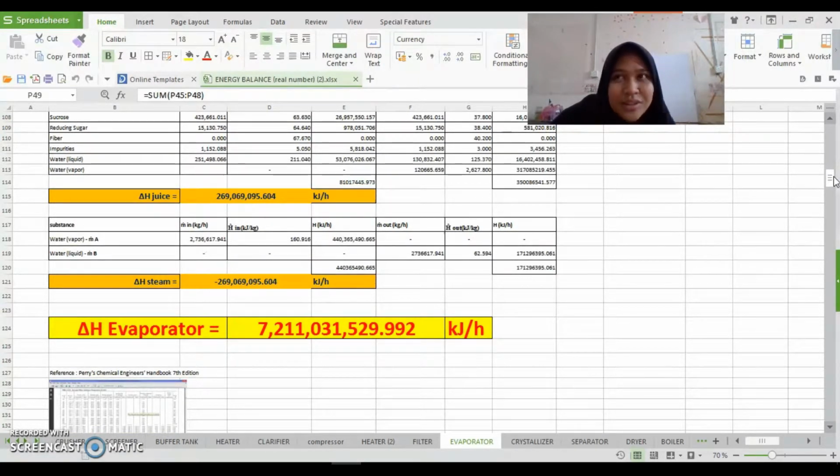And so the total enthalpy for evaporator is around 7 million kilojoule per hour.